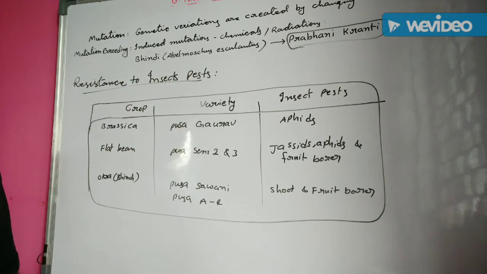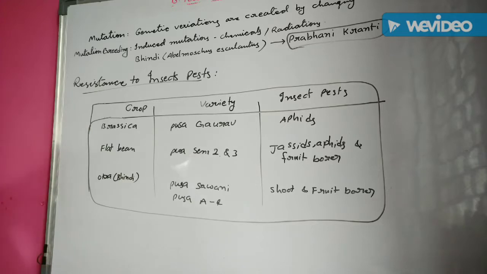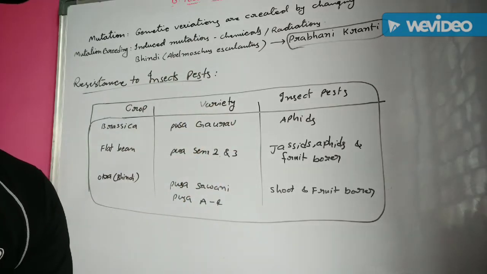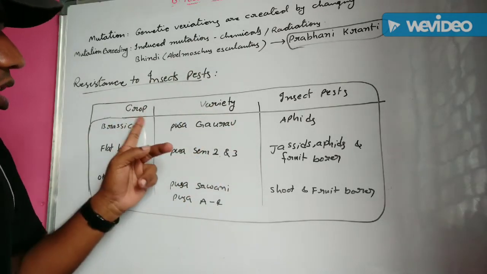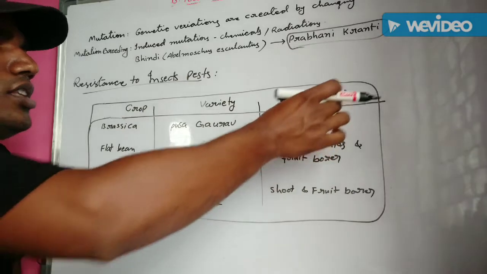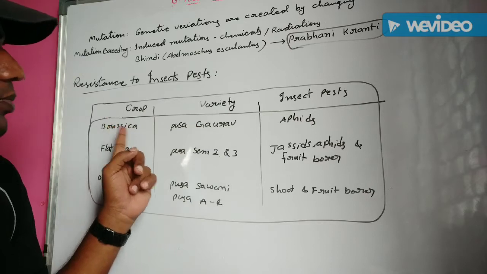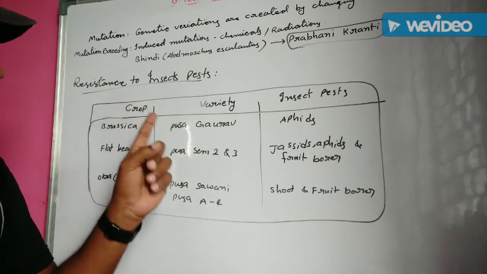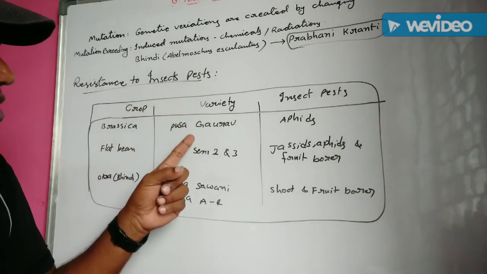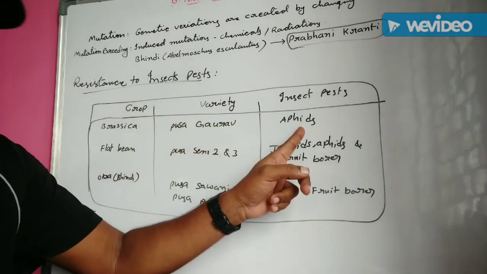Insects and pests are another major cause of large scale destruction of crops. Some crop varieties with insect pest resistance are given in the table. Suppose Brassica. In the Brassica species, we have created resistance to insects and pests. This one is Pusa Gaurav. Pusa Gaurav is resistant to some aphids.